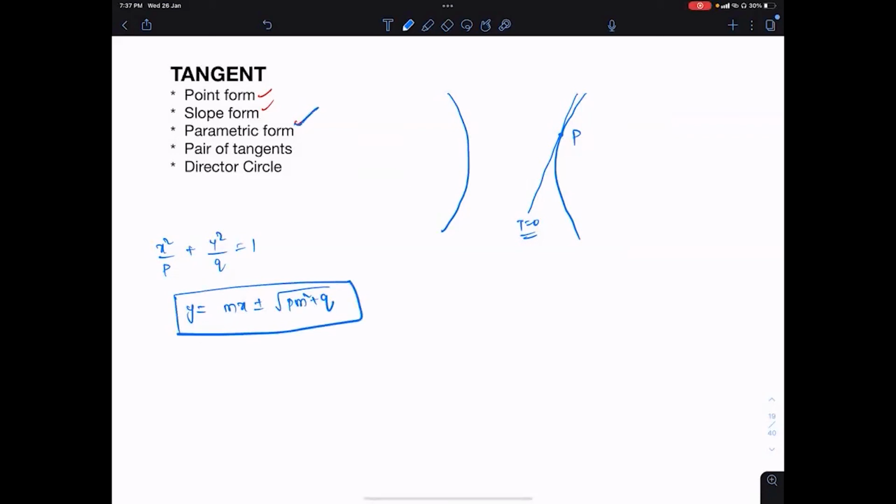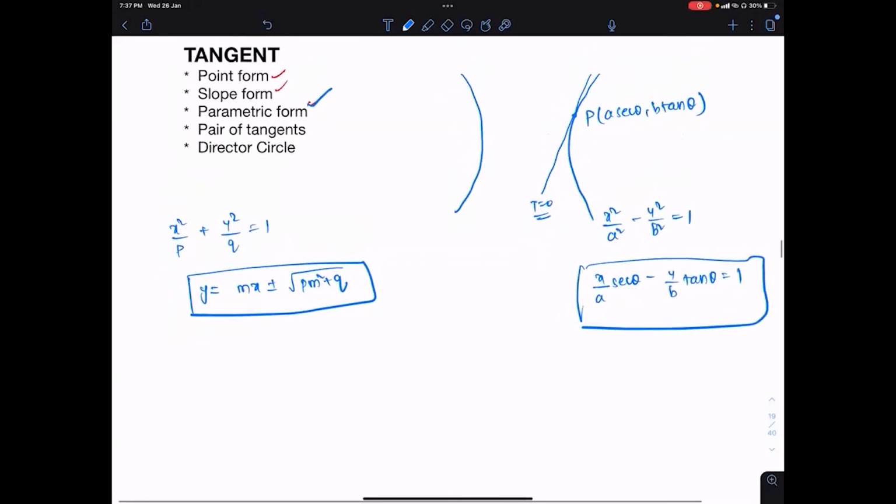Parametric form is simply: take the hyperbola and write the equation of tangent at a general point a secant theta comma b tan theta. If you do that, you will get x by a secant theta minus y by b tan theta equals to 1. So this is the parametric form of tangent. Mainly we will be using point form and slope form. Parametric form we normally use in locus questions.